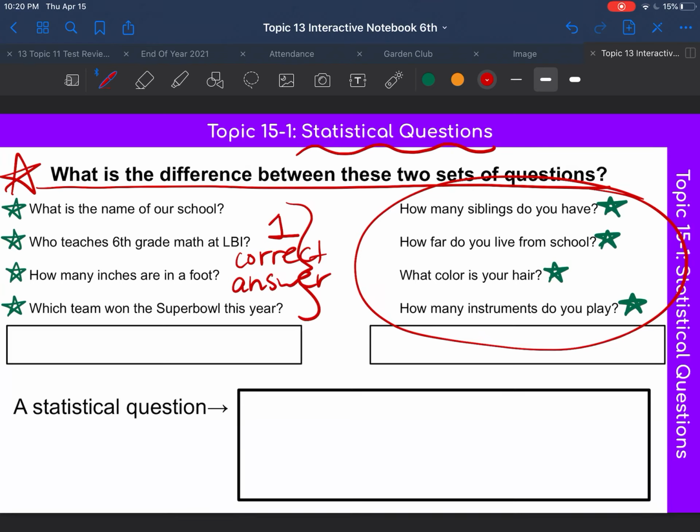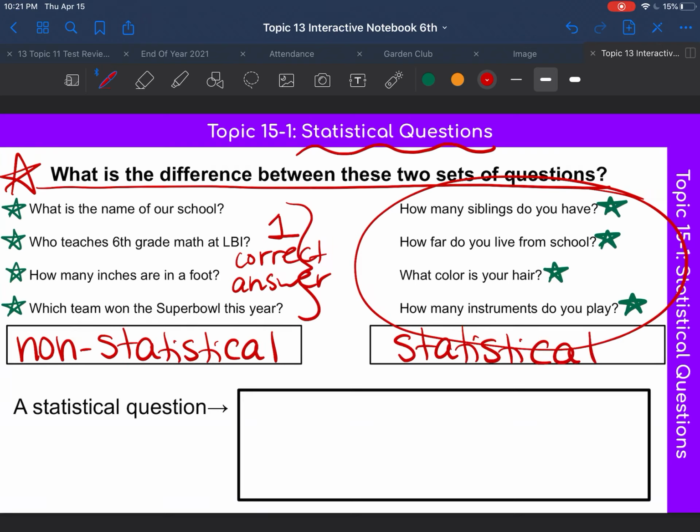So the one set of questions only has one correct answer. The other set, depending on who you ask, you're going to get multiple different answers. So these questions on the left are non-statistical. With statistics, you want to analyze data. If you're only getting one answer, you can't really do much with it, so they're not statistical. But these ones over here are statistical, because you will get multiple different answers depending on who you ask.